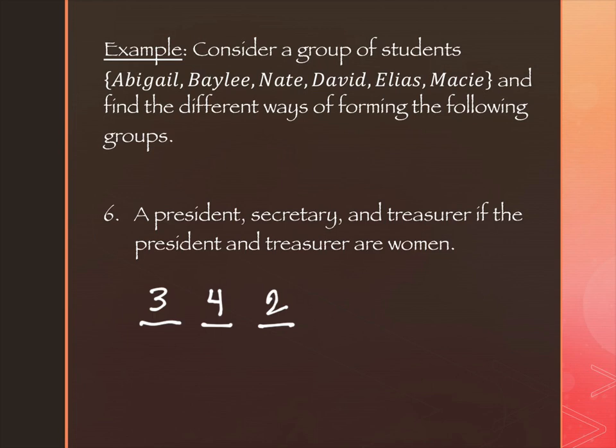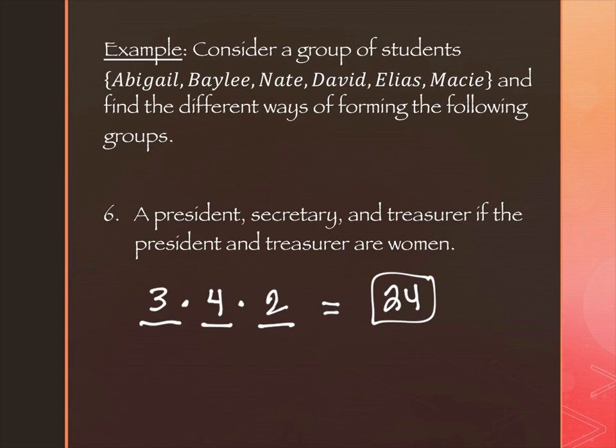There was 4. What is 3 times 4 times 2? 24. Is that what we got before? Yes, it is. Cool, right? Okay, there is a caveat to the next one.